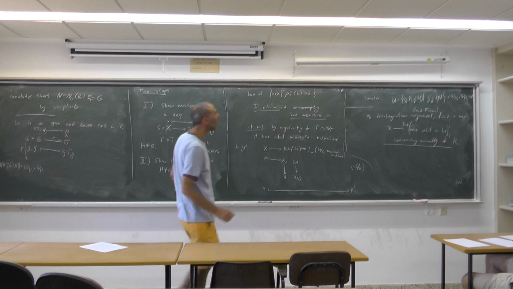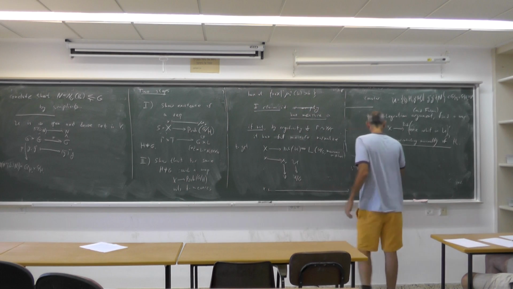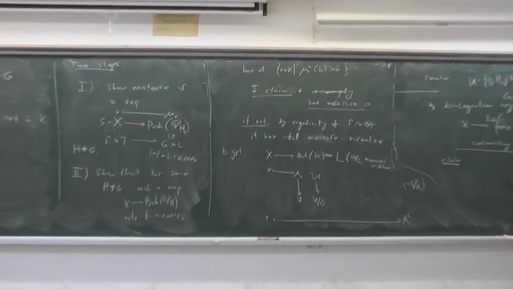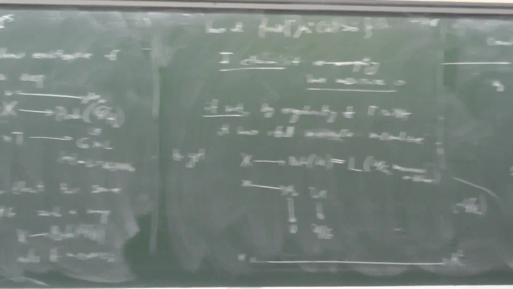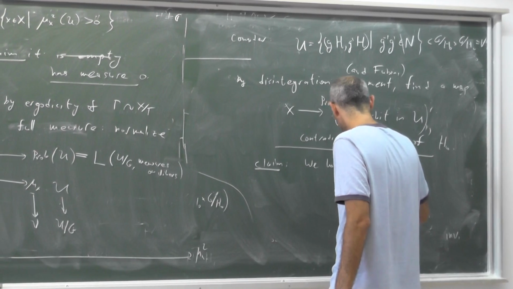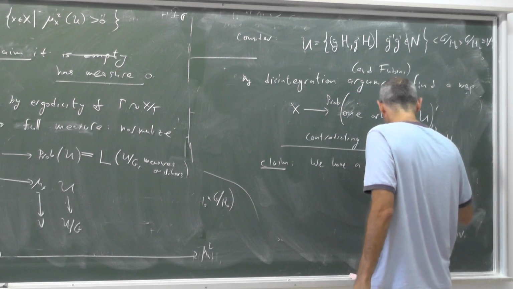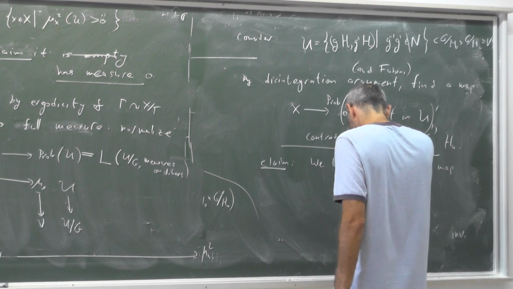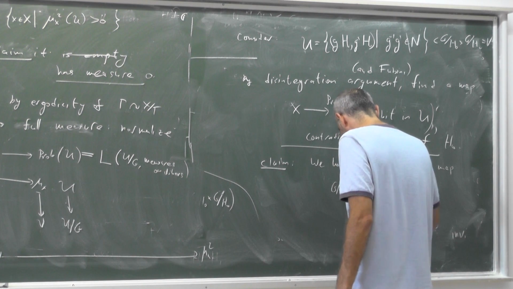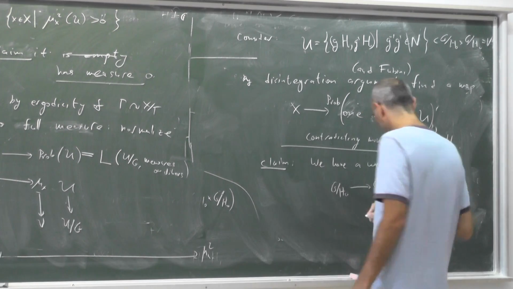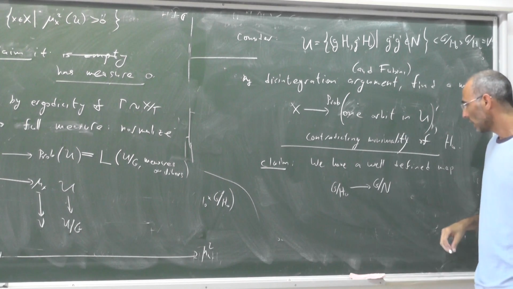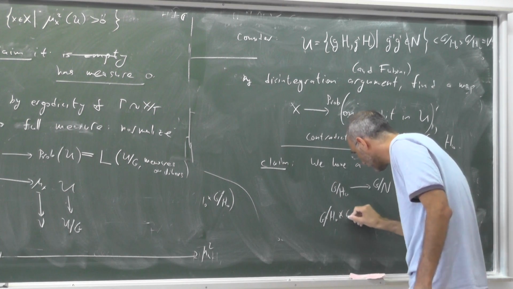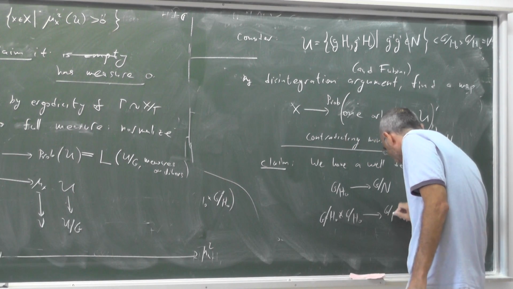Okay, so in the complement, I also now claim, which we check together, that we have a well-defined map. We have this map G mod H0 to G mod N, of course, and the overlap. So G mod H0 times G mod H0 to G mod N times G mod N.